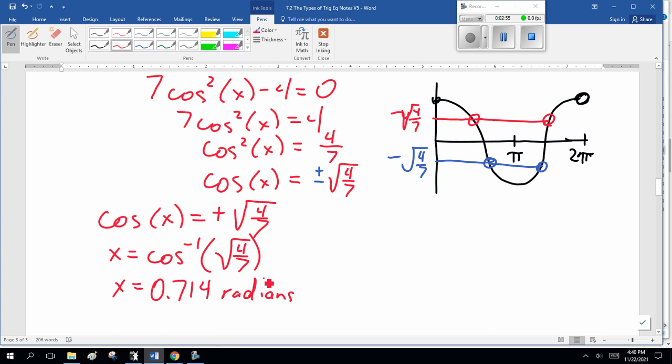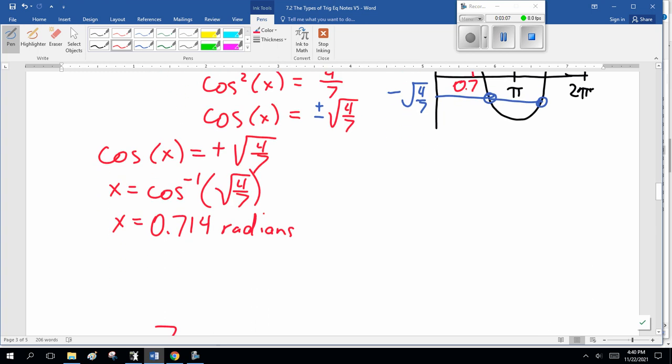Now, 0.714. That means the second answer, and there is a second answer, is 2 pi minus 0.714 radians, which I got to be about 5.57 radians. All right?